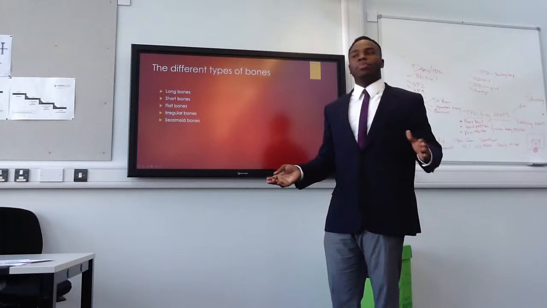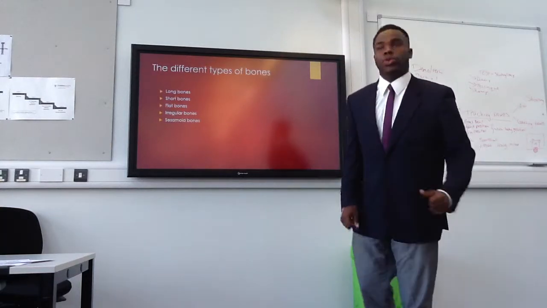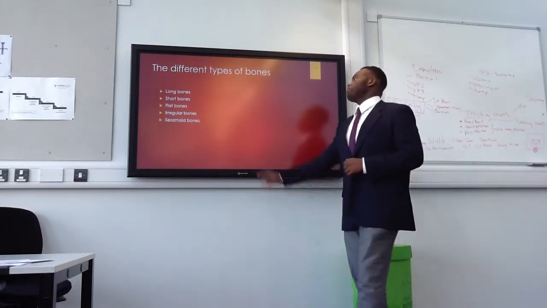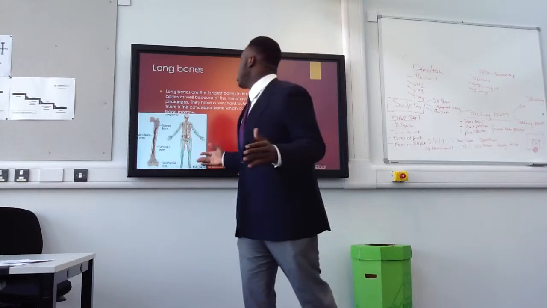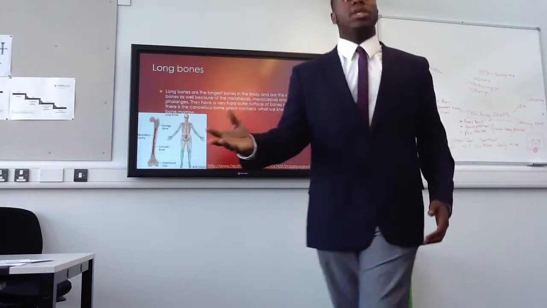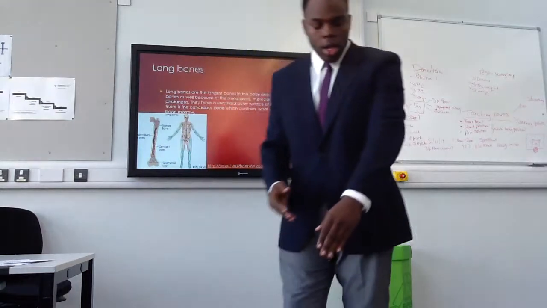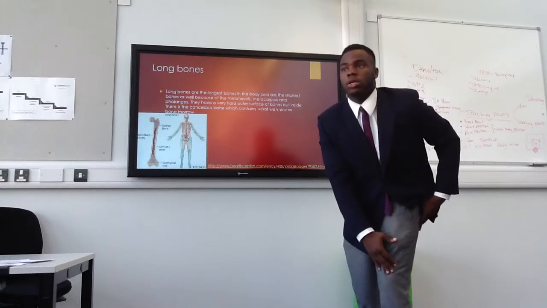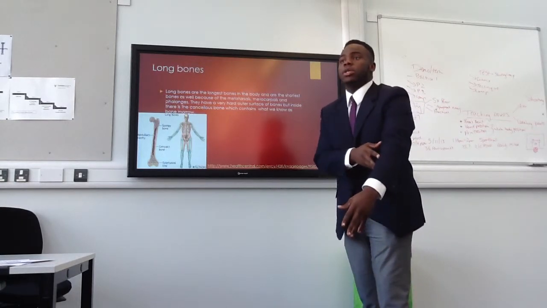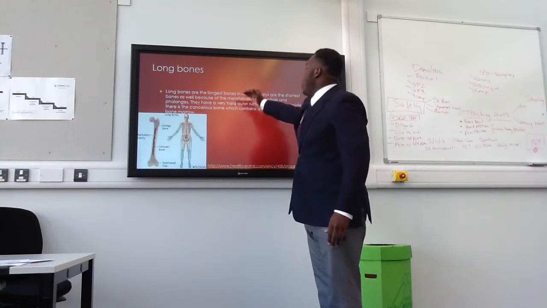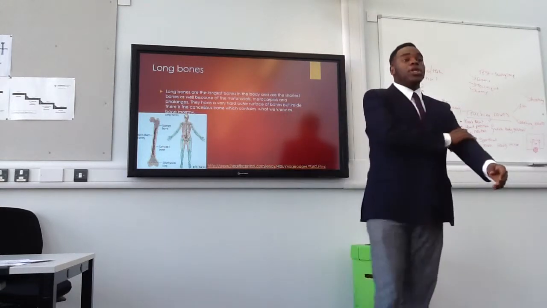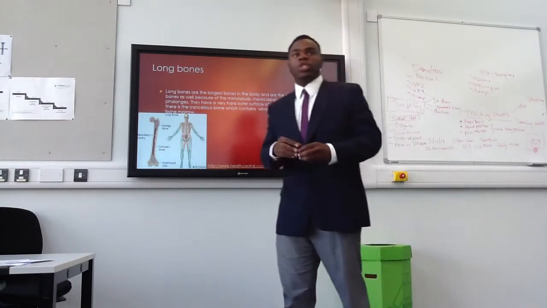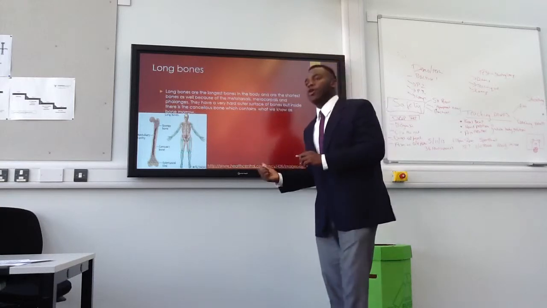The different types of bones. We have long bones, we have short bones, we have flat bones, we have irregular bones, we have sesamoid bones. Long bones. Long bones are the longest bones in our body. Now, you mainly find long bones in your arm, here, the femur, the radius. One thing about long bones is the outer part of the long bones is very hard, and then we have a cancellous bone inside of it, which is very spongy, and it has a lot of bone marrow.